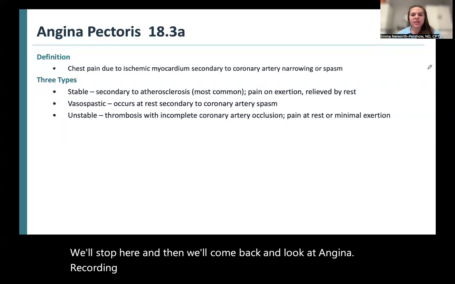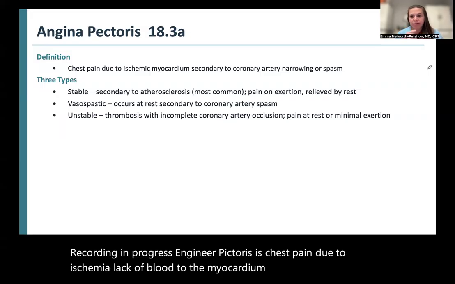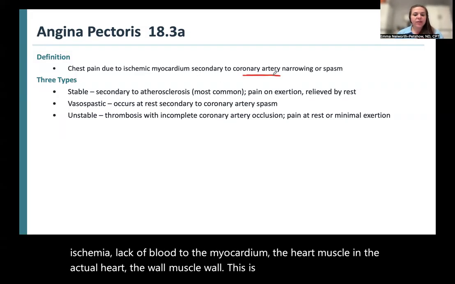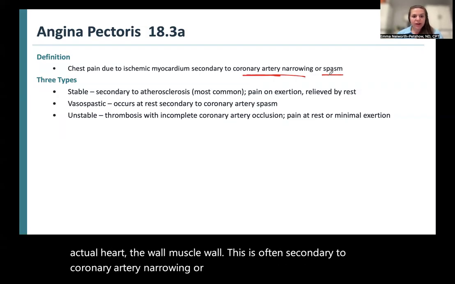Angina pectoris is chest pain due to ischemia, lack of blood to the myocardium, the heart muscle in the actual heart, the muscle wall. This is often secondary to coronary artery narrowing or a spasm of the coronary artery, so lack of blood flow getting back to the heart.